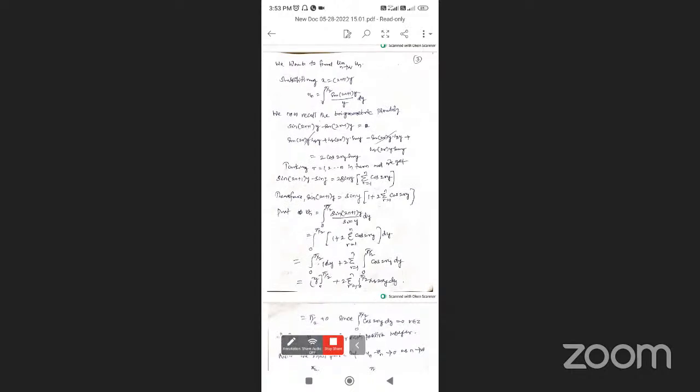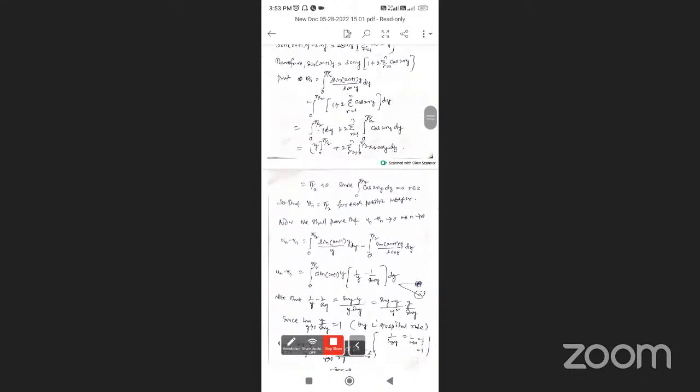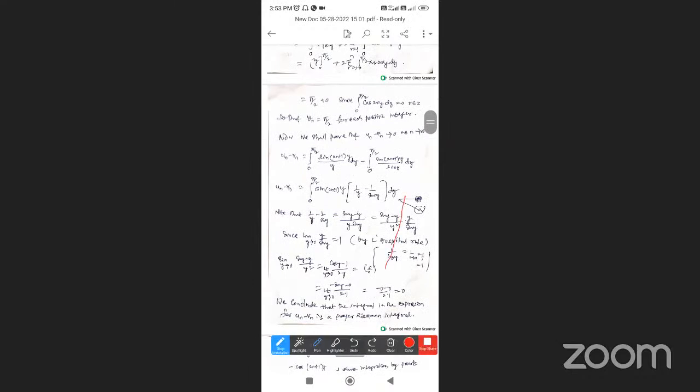Now it's the same thing: the integral of cos 2ry dy from 0 to pi by 2 is always 0, for r an integer. So Vn is equal to pi by 2 plus 0. Therefore Vn is equal to pi by 2 for each positive integer n.